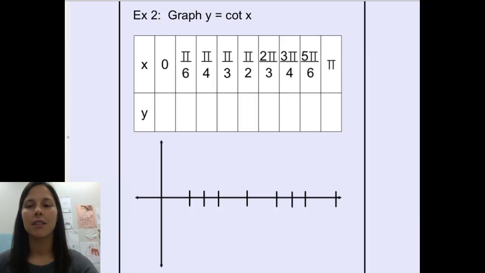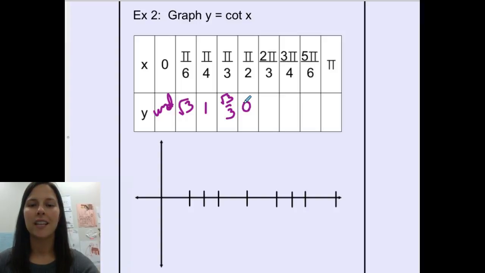Cotangent is very similar, but it's the reciprocal of tangent. So if you can think of those tangent values we just went through, the reciprocal of 0 is undefined. The reciprocal of 1 over square root of 3 is square root of 3. The reciprocal of 1 is 1. The reciprocal of square root of 3 is root 3 over 3. And the reciprocal of undefined is 0. And then we get into the second quadrant, and those values are negative.